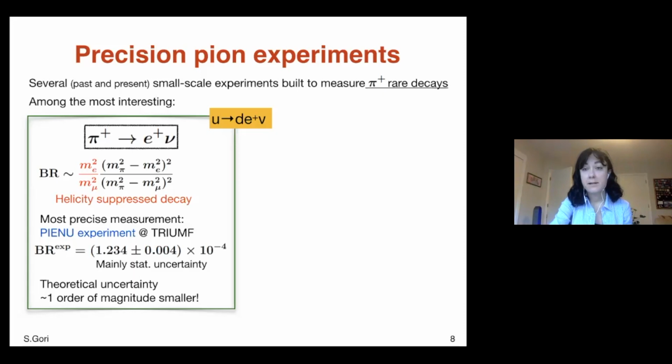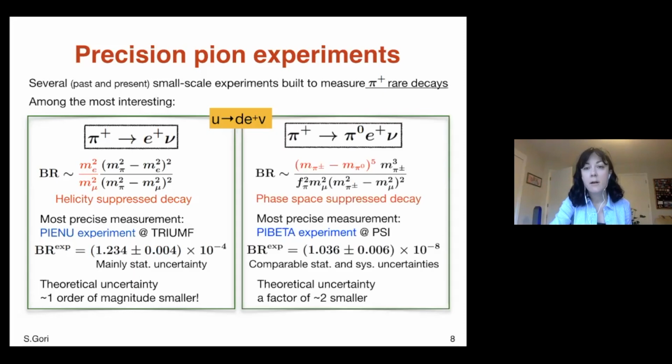So this is for the pi plus going to a positron and neutrino. And then there is another decay in the standard model, pi plus going to pi 0, a positron and neutrino. Obviously, in the standard model, the branching ratio is very, very suppressed because of phase space, now the pi 0 has a mass very close to the pi plus. The most precise measurement has been done by the PIBETA experiment at PSI, that is a relatively old experiment. Again, the branching ratio has been measured at the per mil level, so quite accurately, and the experimental uncertainty is similar to the theory uncertainty.